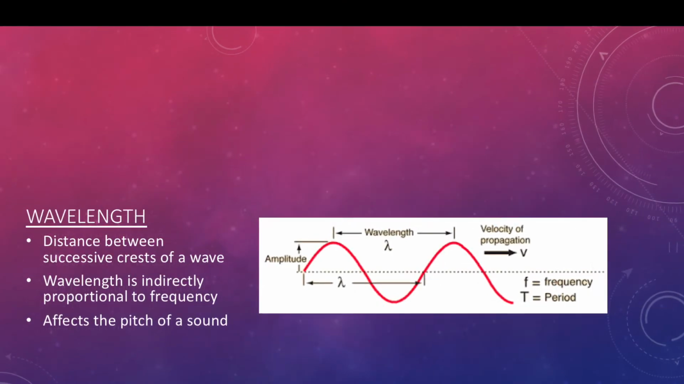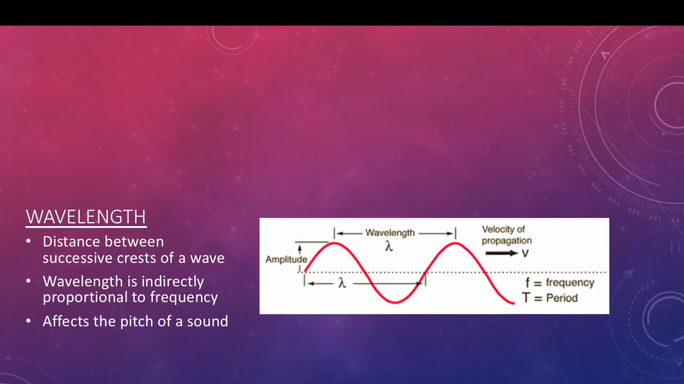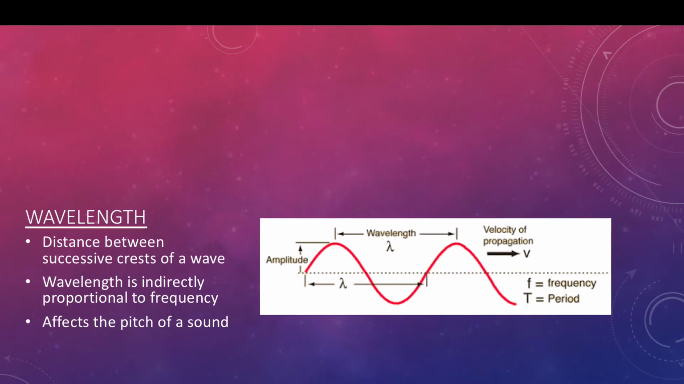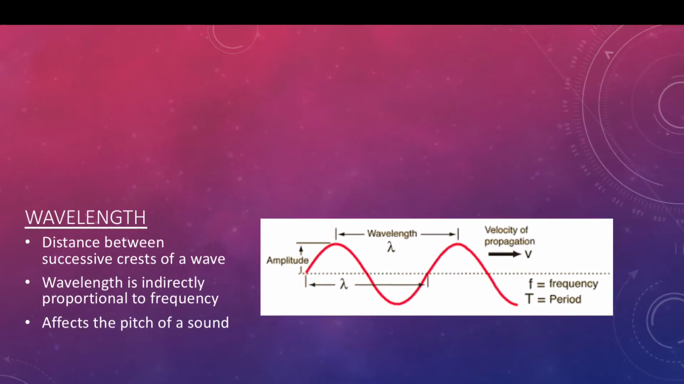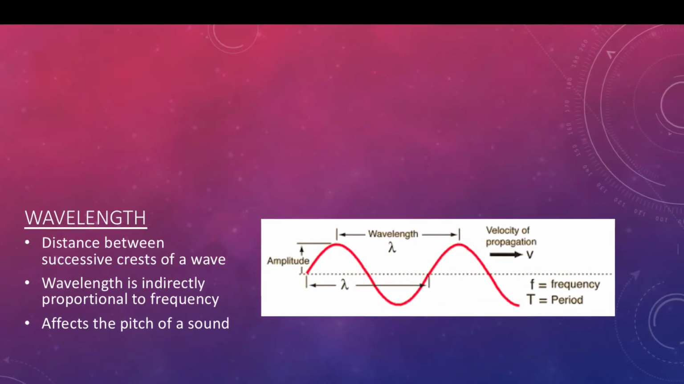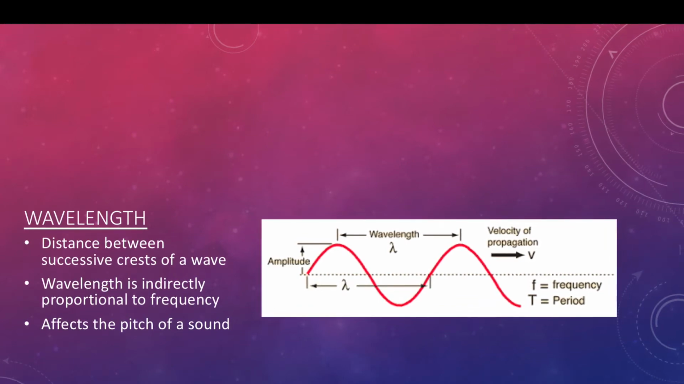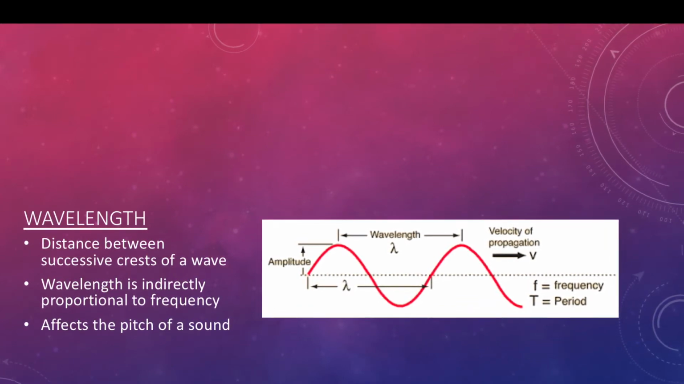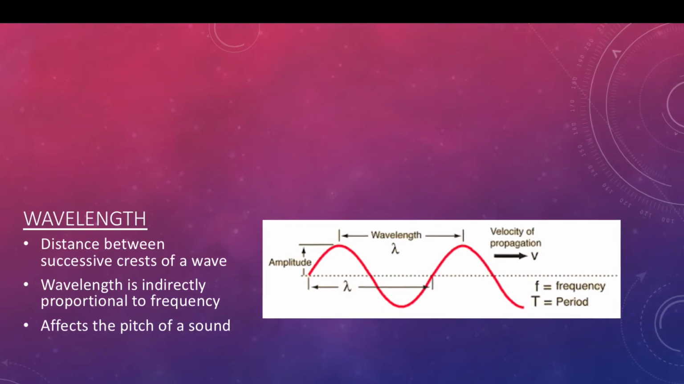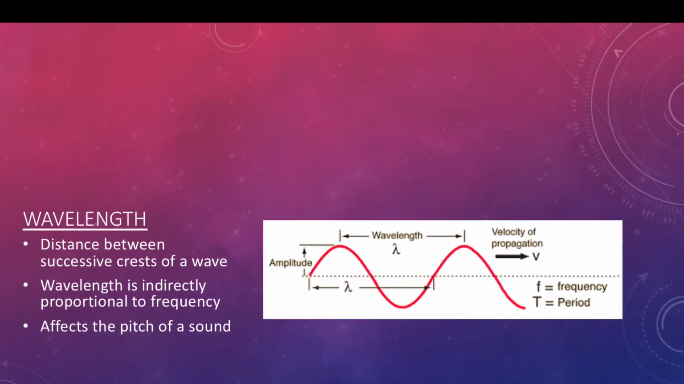Our next concept is wavelength, which is the distance between successive crests of a wave. Wavelength is indirectly proportional to frequency, so as frequency increases, wavelength decreases, and vice versa. Wavelength affects the pitch of a sound, so the closer the waves are, the higher the tone will sound.